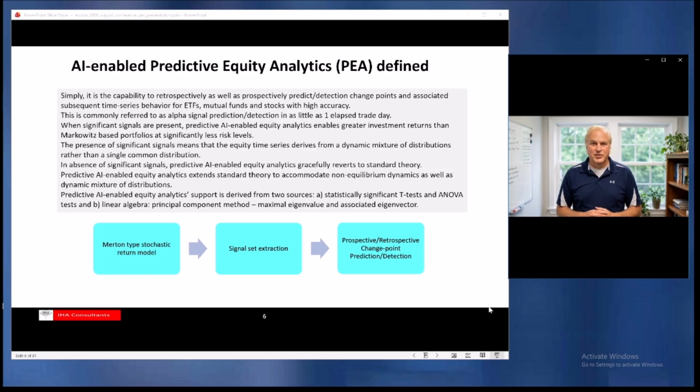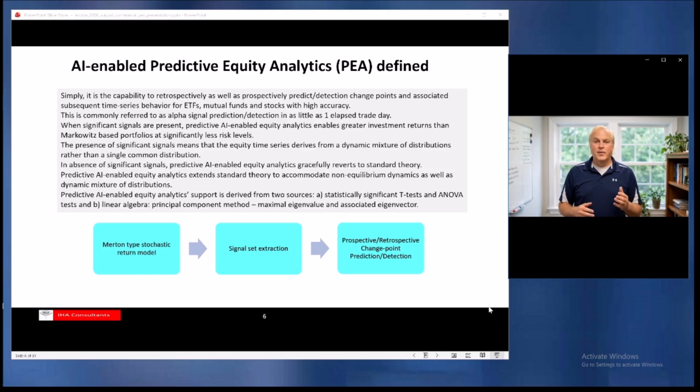When significant signals are present, AI-enabled predictive equity analytics enables greater investment returns than Markowitz-based portfolios at significantly less risk levels. The presence of significant signals means that the equity time series derives from a dynamic mixture of distributions rather than a single common distribution. In absence of significant signals, it gracefully reverts to standard theory. It extends standard theory to accommodate non-equilibrium dynamics as well as dynamic distribution mixtures.